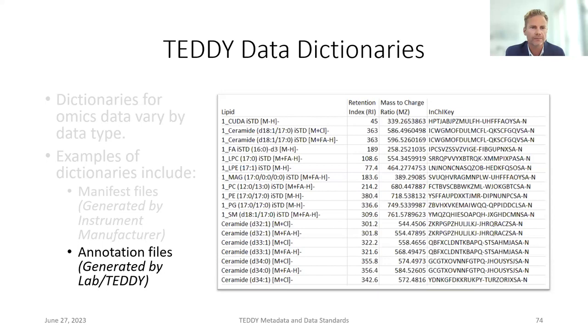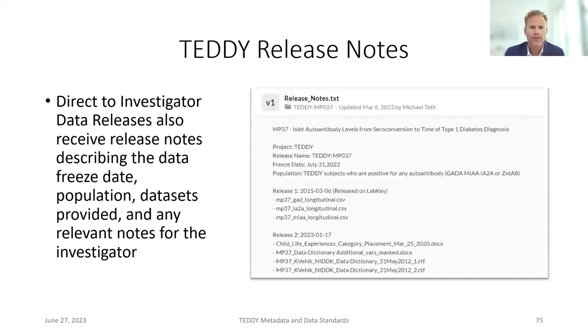Direct to investigator data releases also receive release notes describing the data freeze date, population data sets provided, and any relevant notes for investigators. The release notes metadata summarize the information about data releases that can make tracking and working with specific data easier.